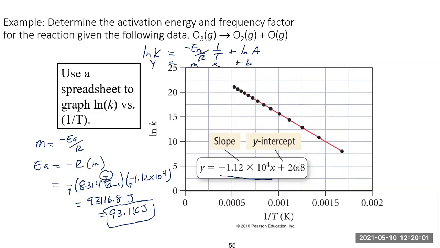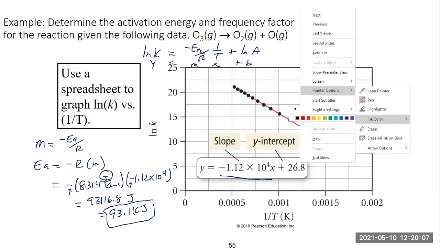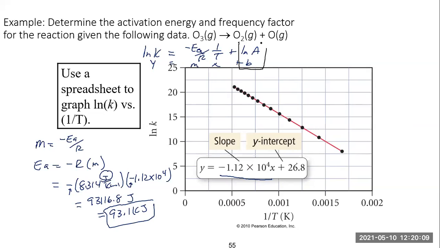Now, the other thing that we're looking for is the frequency factor. And the frequency factor is A. Sometimes people miss this little part that it's actually the natural log of A in this case. Sometimes people just go, A equals b, which is our y-intercept. This is y equals mx plus b, so b here would be our y-intercept. And that means that the natural log of A would equal 26.8.